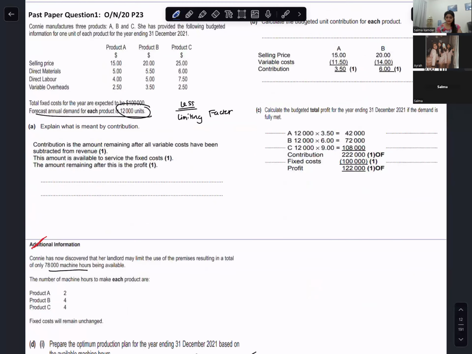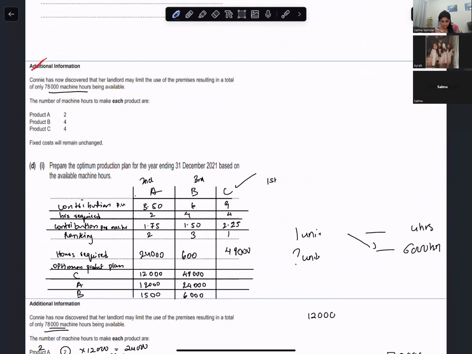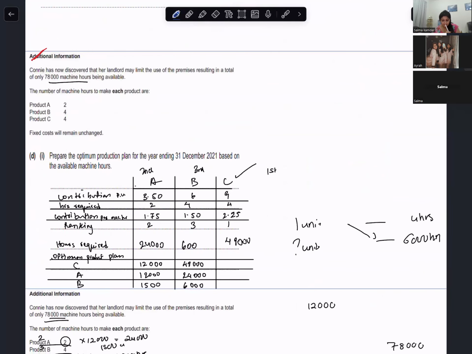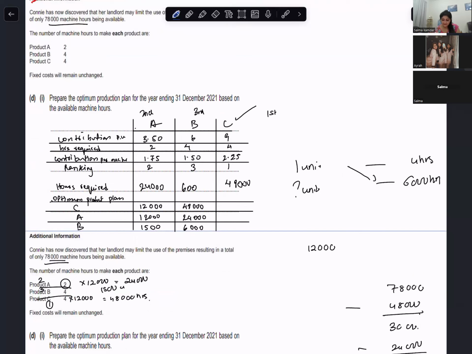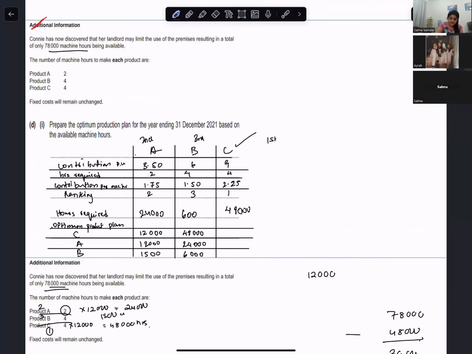Okay, what is meant by contribution? Contribution is the revenue, the selling price minus the variable cost. Okay, fine. Now here you have to make an optimum product plan. The ranking is also given and the hours required is also given. How will you make the optimum product plan? Come on, tell me how will you make the optimum product plan? You have only 78,000 machine hours. Here the ranking is given to you. Every product you can make 12,000 units maximum.